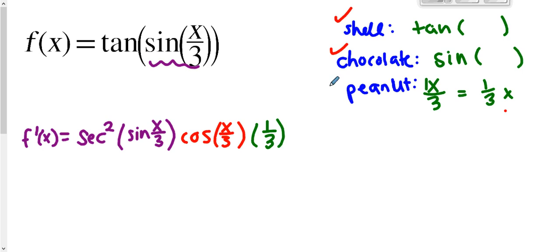And that's it. We did all 3 parts. We have the shell, the chocolate, and the peanut. That's all the parts of our derivative. The only thing you could do here is move the 1/3 up to the front if you wanted to, but other than that, it's already simplified as it is.